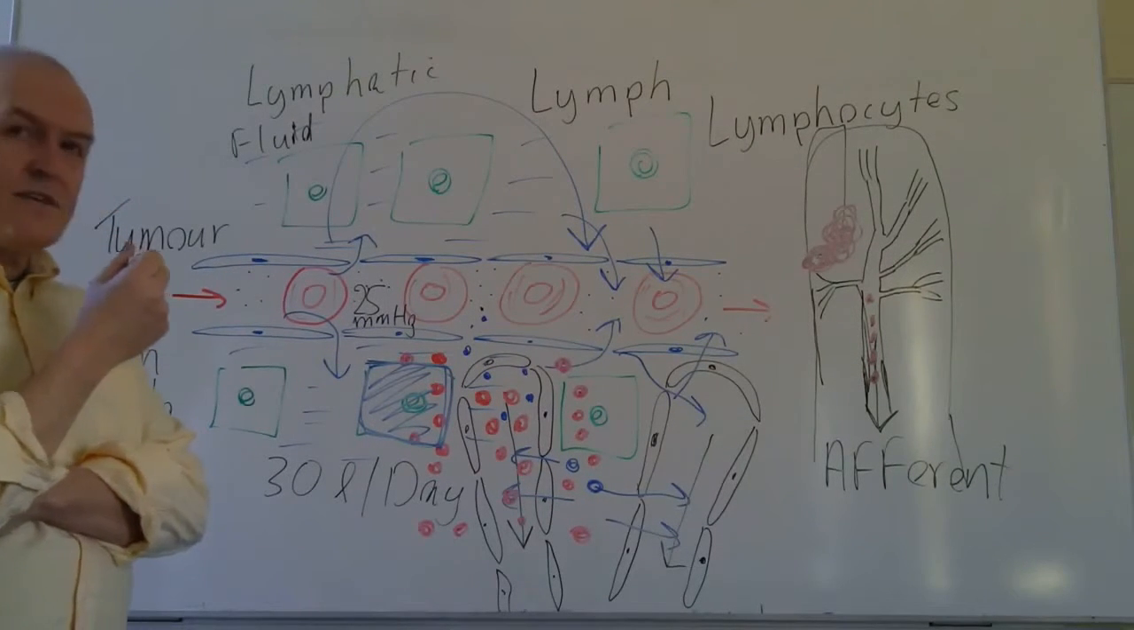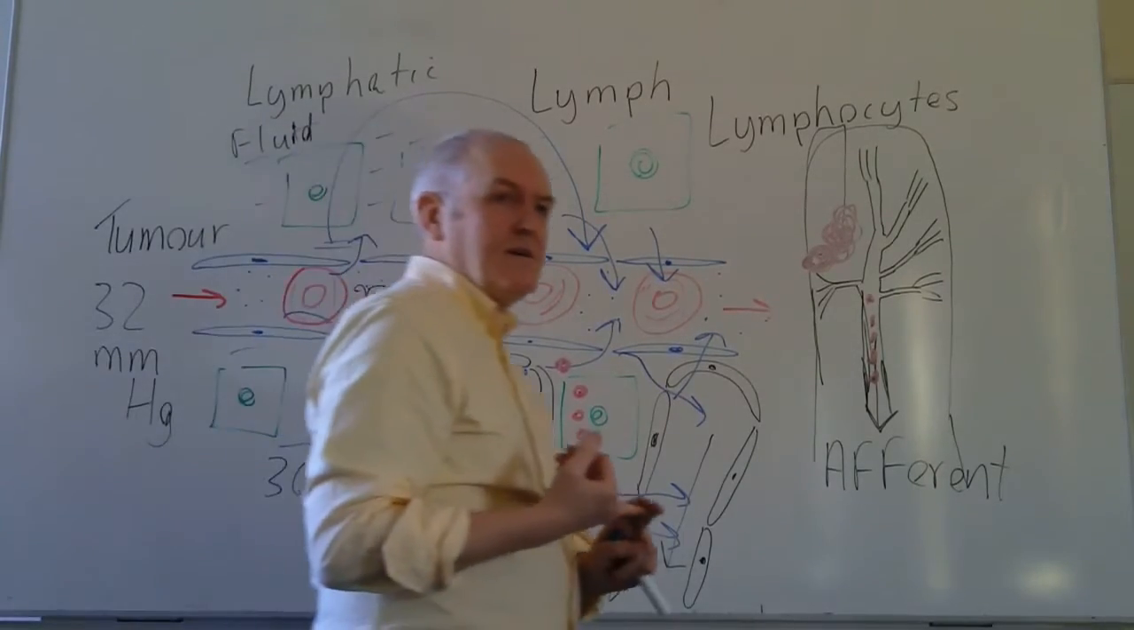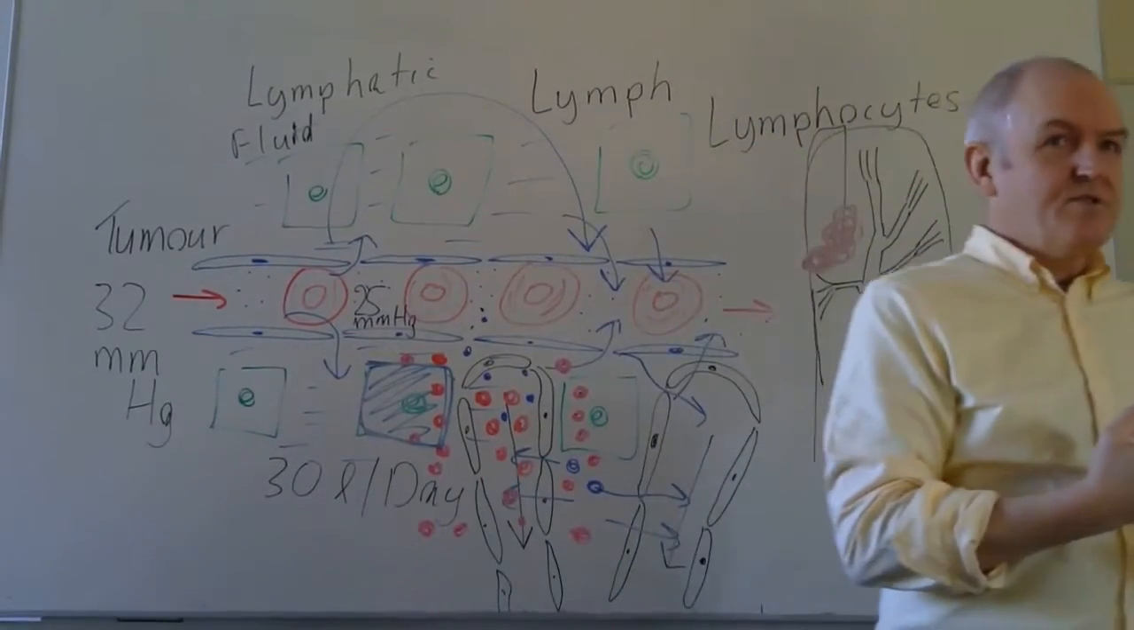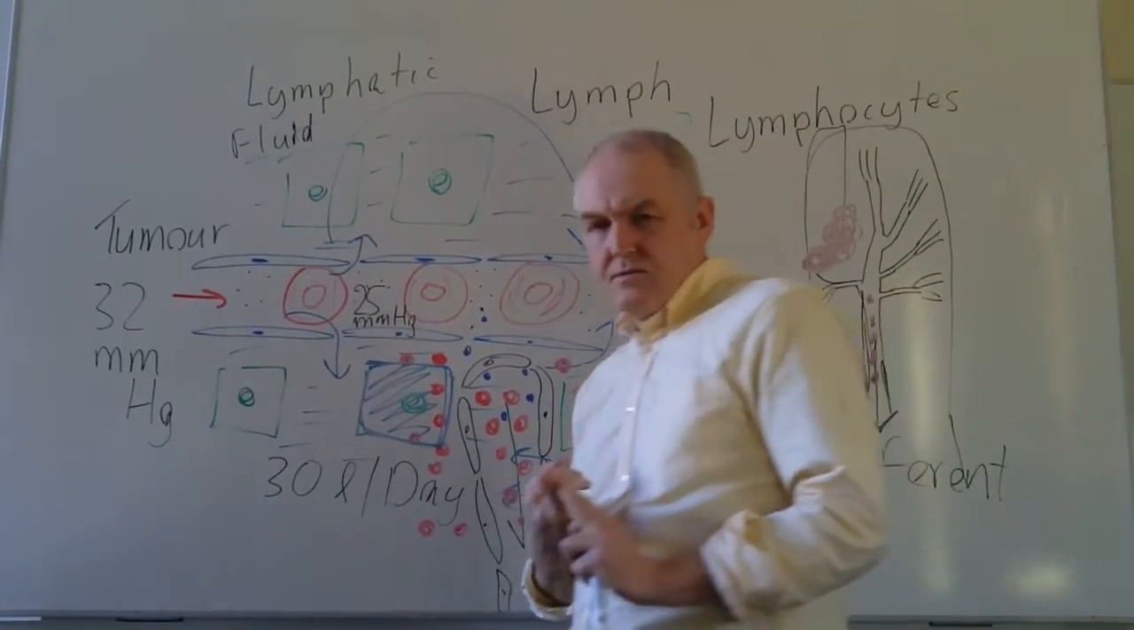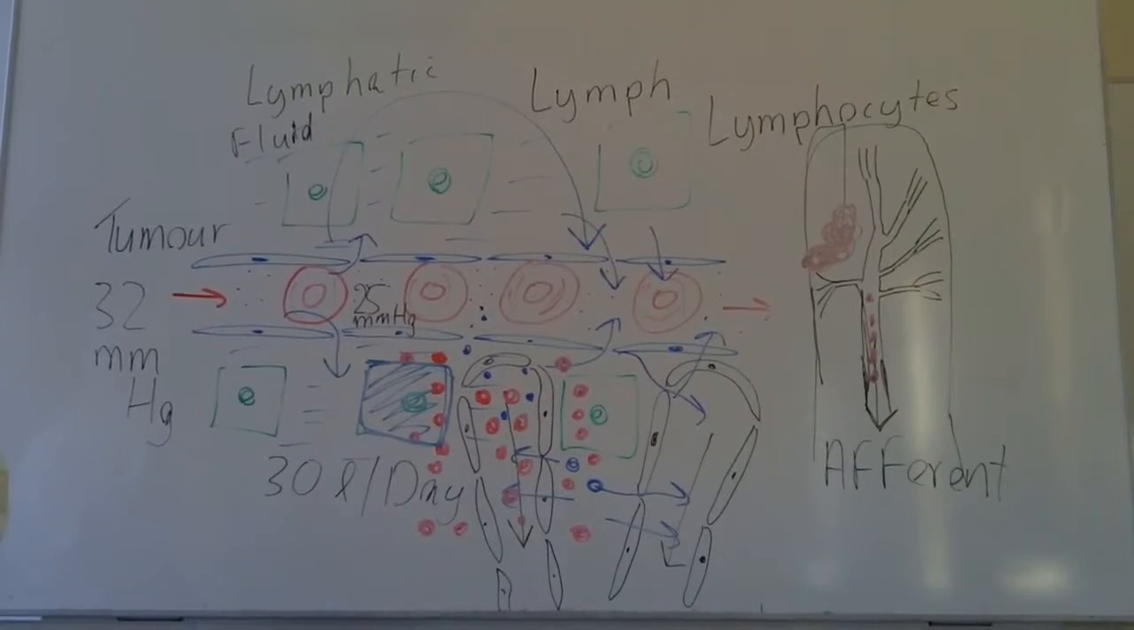So you can see the lymphatics are seriously useful because they drain excess lymphatic fluid, they drain excess escaped proteins so we don't get the osmosis all mixed up. They're going to drain away viral and bacterial infections, and they're going to drain away cancer cells. Sounds good to me. John?